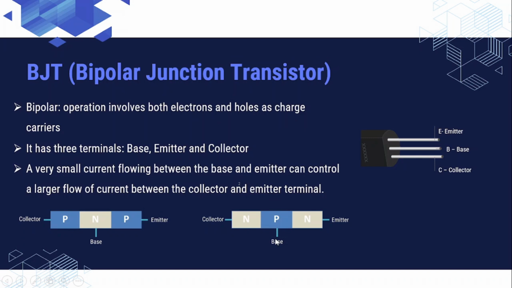There are two types of BJT: PNP transistor and NPN transistor. For PNP transistor, the N-type semiconductor is sandwiched between the two P-type semiconductors. The two P-type semiconductors act as emitter and collector respectively, while the N-type semiconductor acts as the base. For NPN transistor, the P-type semiconductor is sandwiched between the two N-type semiconductors. The N-type semiconductors act as collector and emitter, while the P-type semiconductor acts as the base.